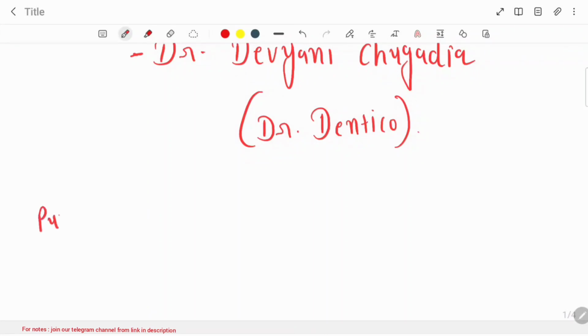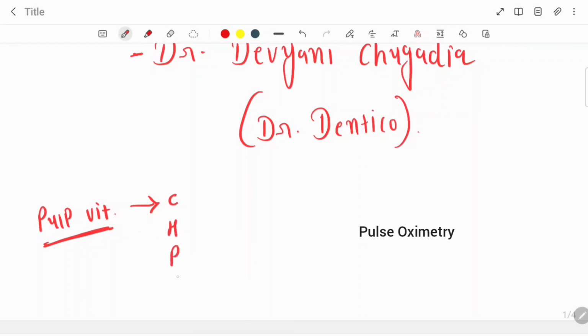Our today's topic of discussion is the test cavity, which is a type of pulp vitality test. As the name suggests, this test is used to check the vitality of pulp. In addition to this, we have some more pulp vitality tests such as cold test, heat test, pulp oximetry, electric pulp testing, and laser Doppler flowmetry.